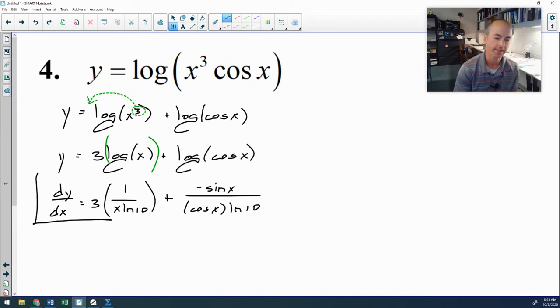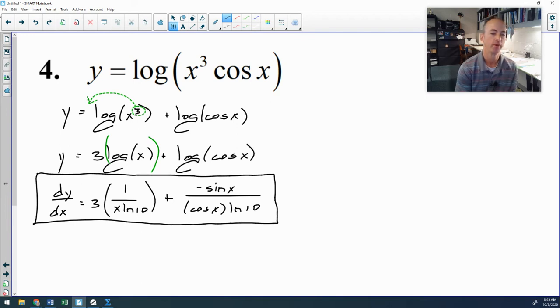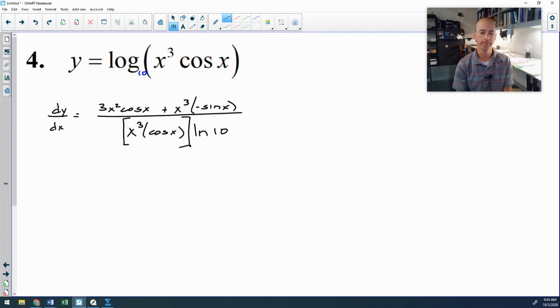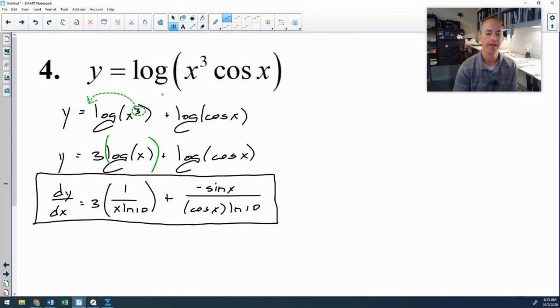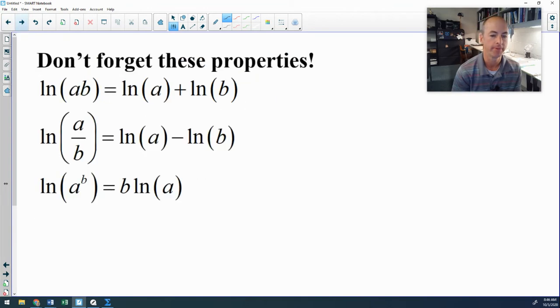And this is, in my opinion, a much easier derivative than what I initially did on number 4. The only trade-off is we had to do a little bit of precalc, algebra 2 stuff at the beginning. I think it's worth doing that little bit of work at the beginning to make the derivative that much easier. I avoided the product rule in using those properties. So do remember these properties.